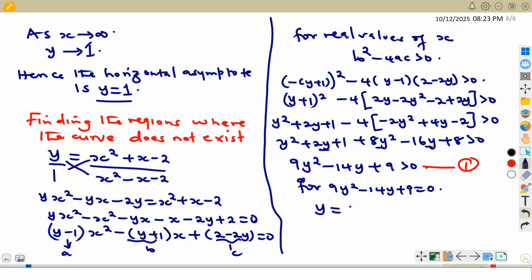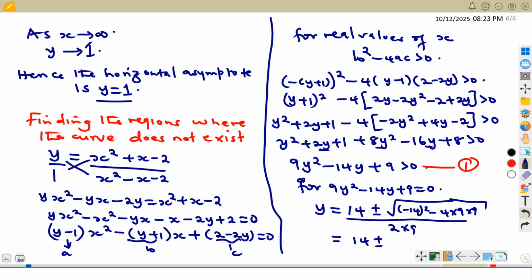So this will be 14, that is negative b, plus or minus the square root of negative 14 squared, minus 4 times a times c, then this is divided by 2 times 9. So this will be 14 plus or minus the square root of 14 squared, and we subtract 4 times 9 times 9. So this will give us the square root of minus 128, divided by 18.